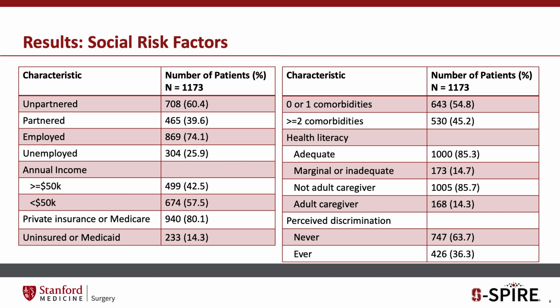14% identified as adult caregivers, and lastly, 63% reported never perceiving discrimination, while 36% reported experiencing discrimination either rarely, sometimes, often, or very often.